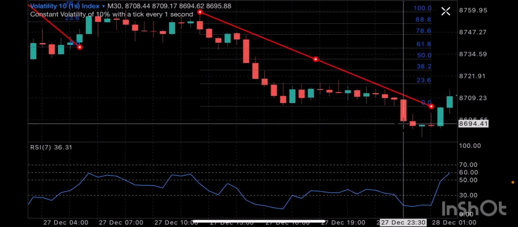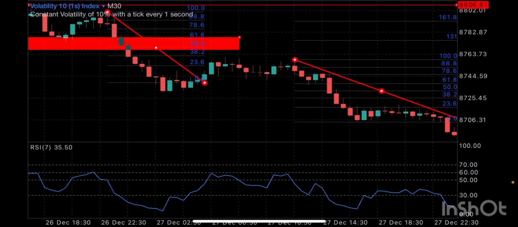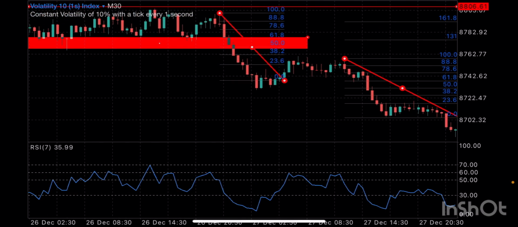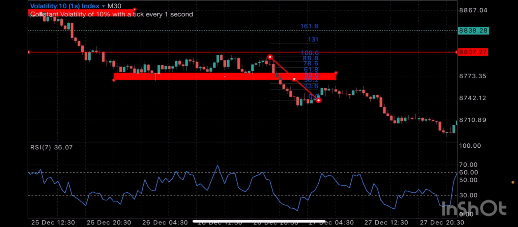So even when the market broke this structure to the downward direction, I will not move my stop loss. I'm going to leave my stop loss where it is in that particular zone. So let me delete this stuff. So you can see where my stop loss still is. So what I'm going to do is I'm still going to leave it there. So let me keep moving.